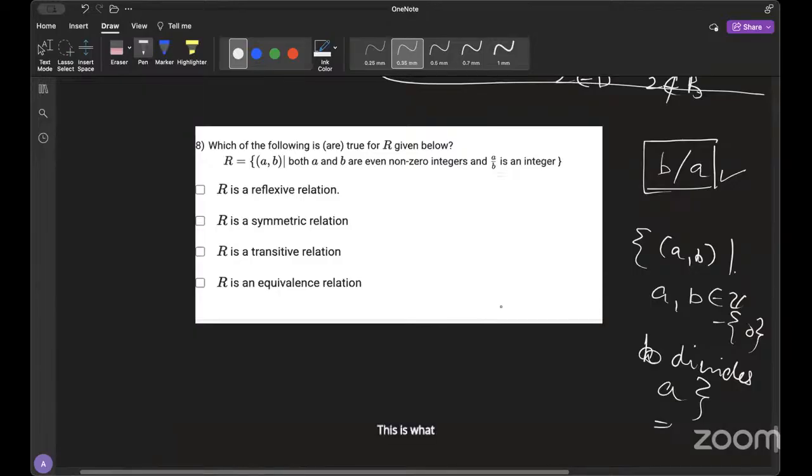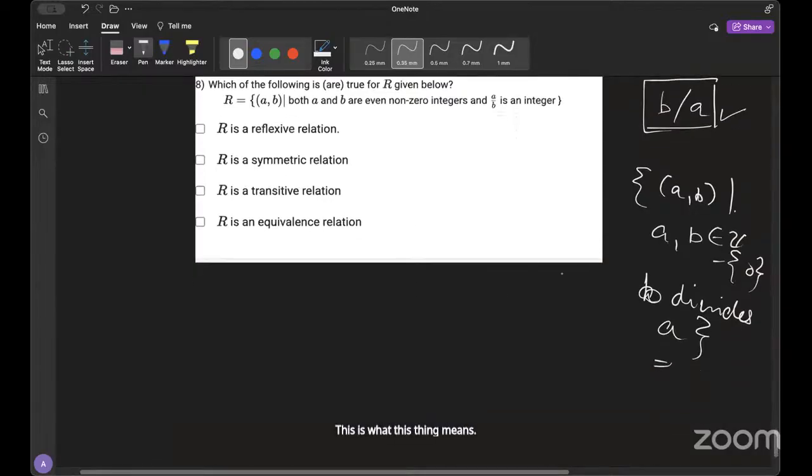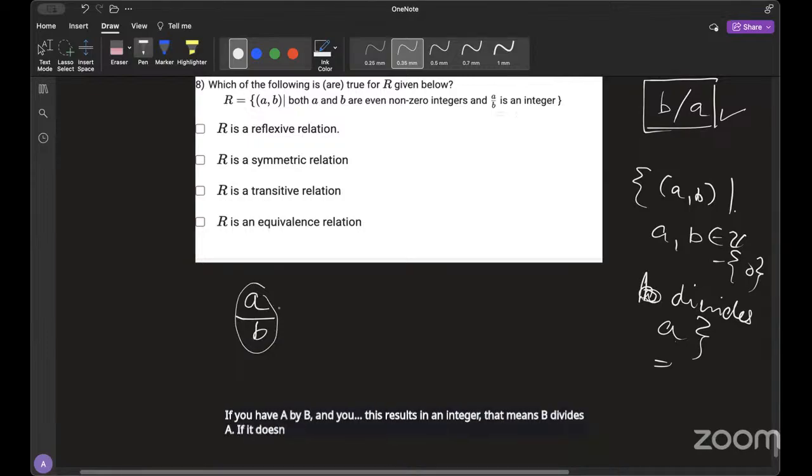This is what this thing means. B divides A means that if you have A by B and this results in an integer, that means B divides A. If it doesn't result in an integer, that means B does not divide A.